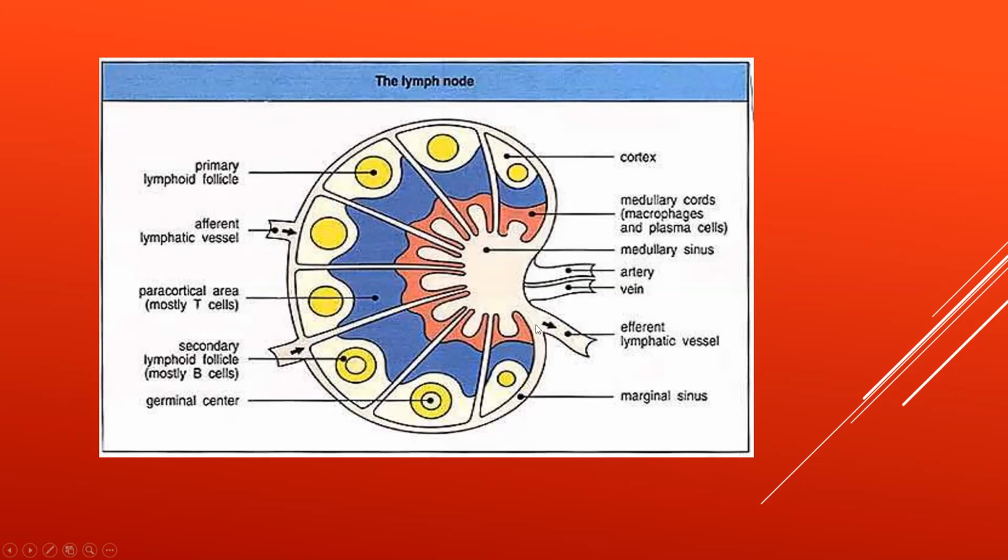So then you have here the hilus. Then of course it has a capsule. The outer coating is the capsule. Trabeculae are the extensions of the capsule and provide structural support. So this is the capsule, and these here are the trabeculae.